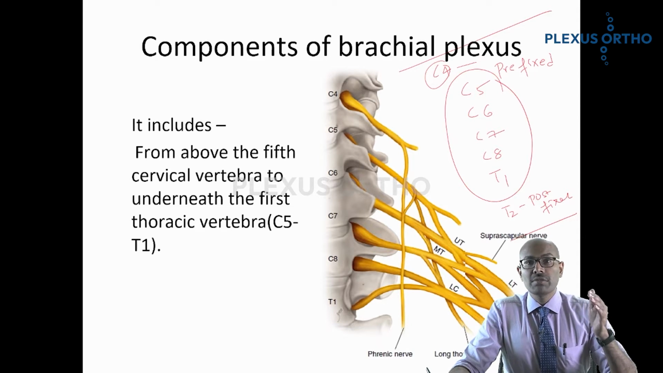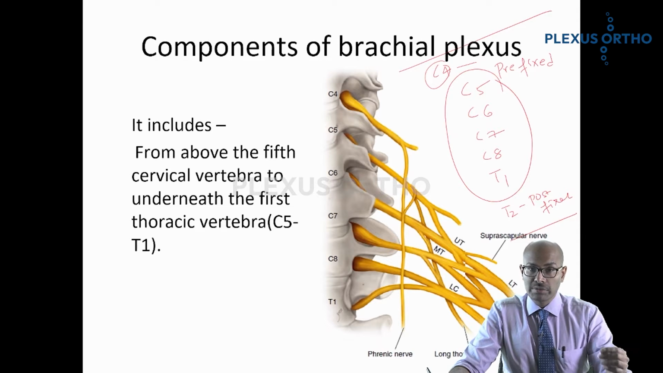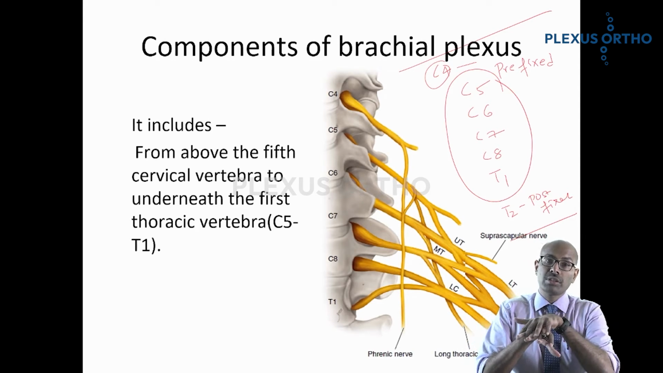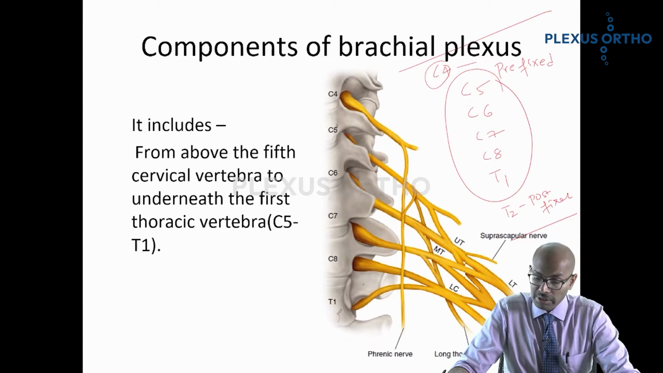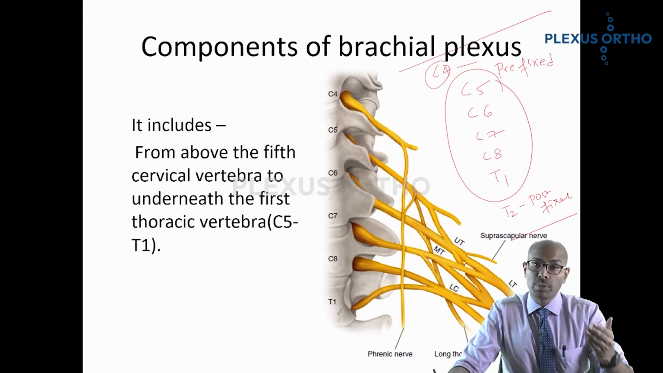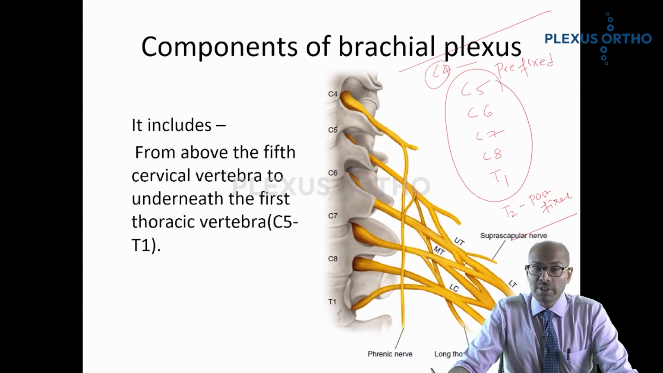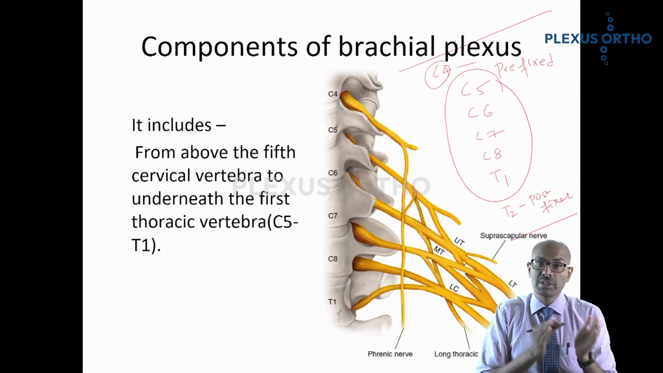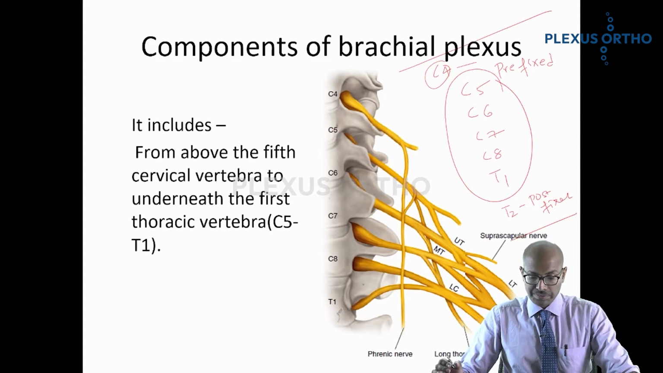So any nerve that does not arise from C5 to T1 is called an extraplexal nerve. And nerves which arise from C5 to T1, in combination forming the plexus, are called intraplexal nerves. So why are these extraplexal nerves important? Extraplexal nerves provide donor nerves when these intraplexal nerves are injured. So remember these terms, extraplexal nerves and intraplexal nerves.